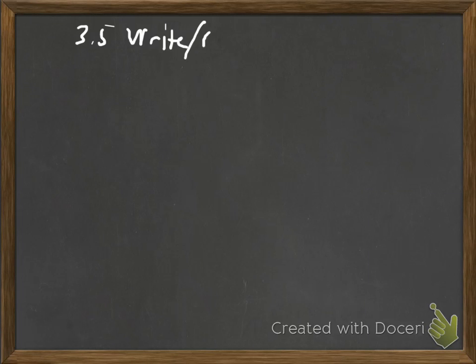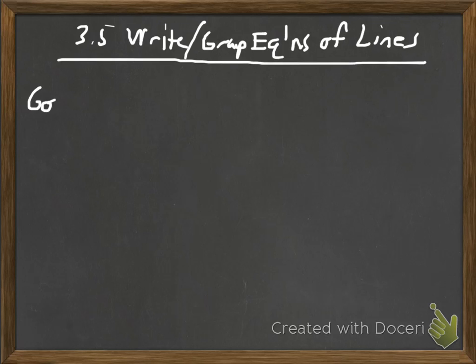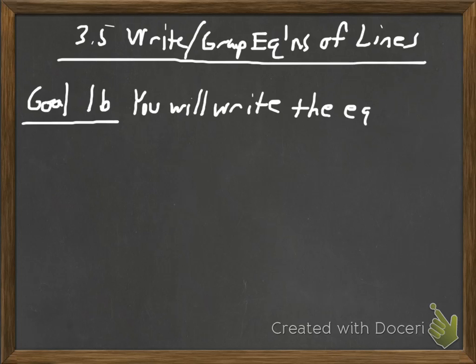Welcome back, everybody. We're working with section 3.5 again, where we're still writing equations and graphing lines. That's the goal. Now, in the previous video, we said that our goal was to be able to graph the equation of a line that went through 2 points or that went through a point and had a given slope. I'm going to call this goal 1B because we're still going to be writing equations of lines. We'll get to the graphs in the next video. It's going to be writing equations of lines, but we're going to do it with slightly different information.